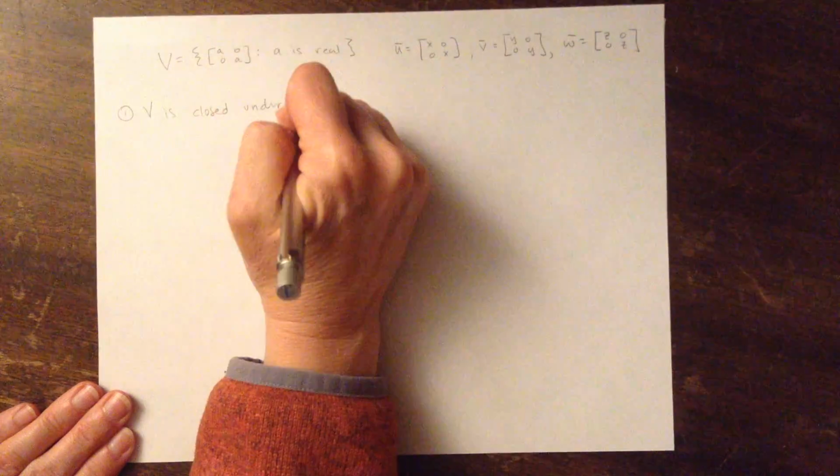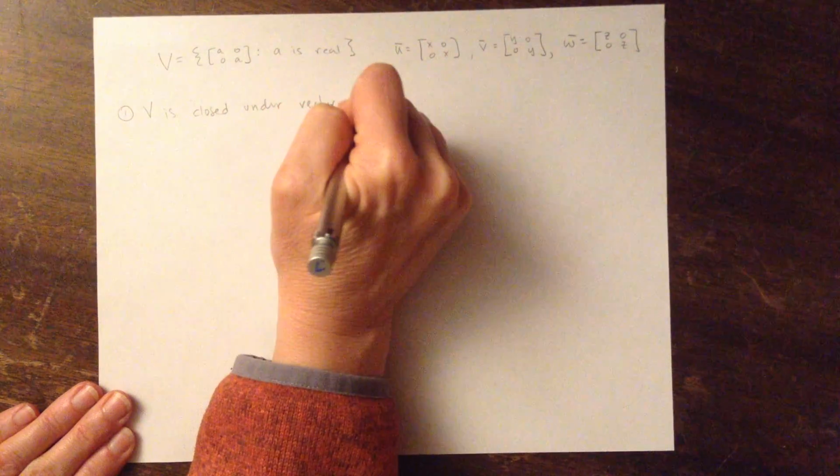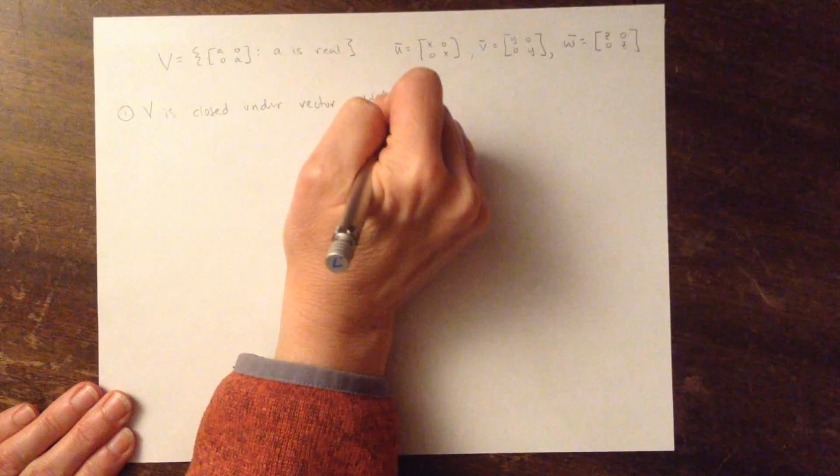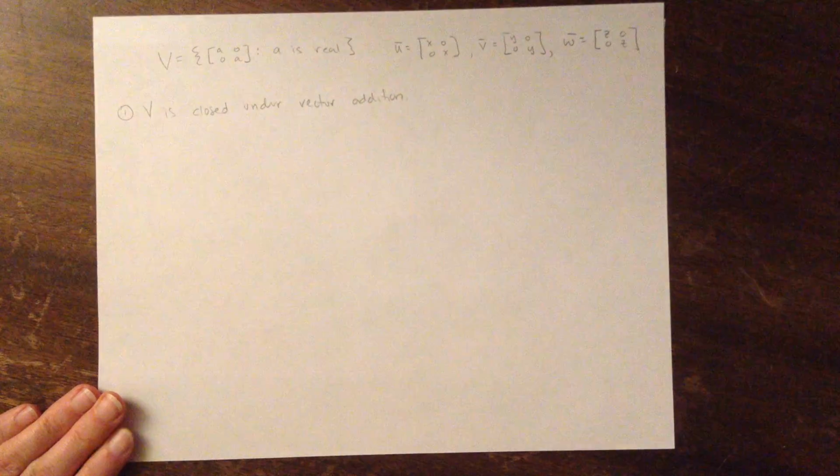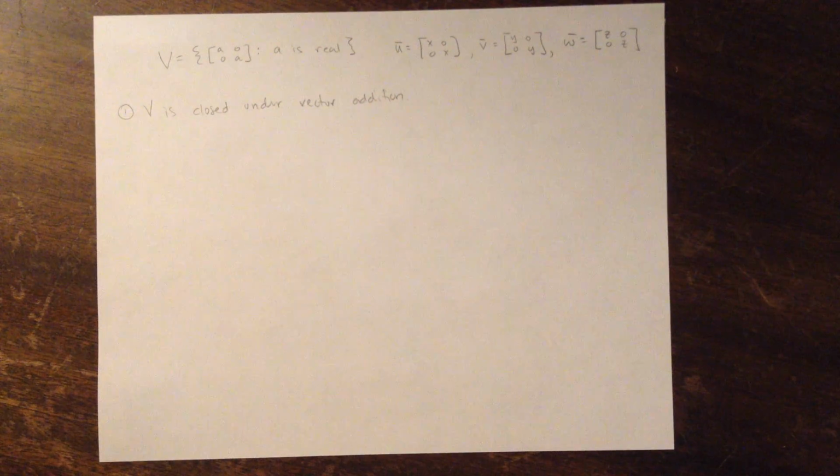under vector addition. And I'm using the word vector again to be general. In this case, the vectors are matrices. So we've got to convince ourselves that V is closed under this vector addition, which would be matrix addition.